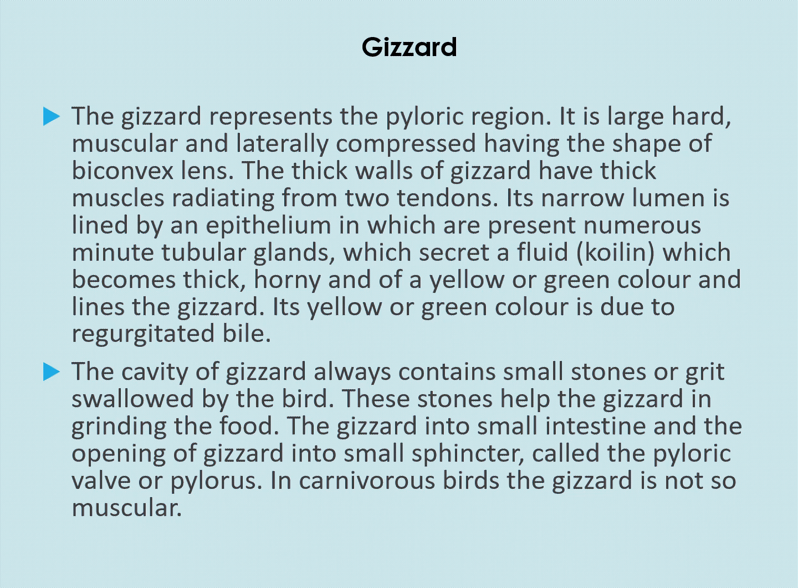The cavity of the gizzard always contains small stones or grit swallowed by the bird, and these stones help the gizzard in grinding the food. The opening of the gizzard into the small intestine is guarded by a small sphincter called the pyloric valve or pylorus. In carnivorous birds, the gizzard is not so muscular.